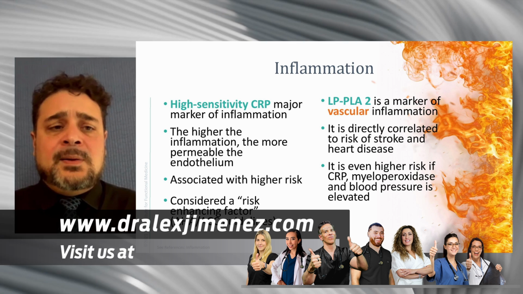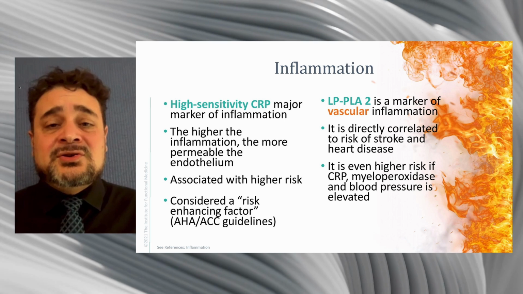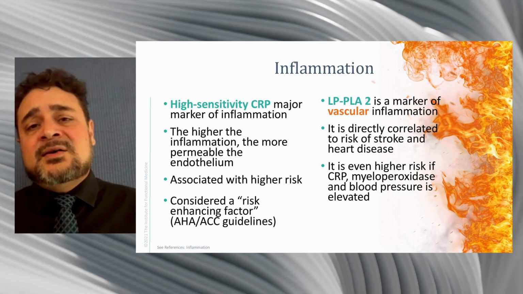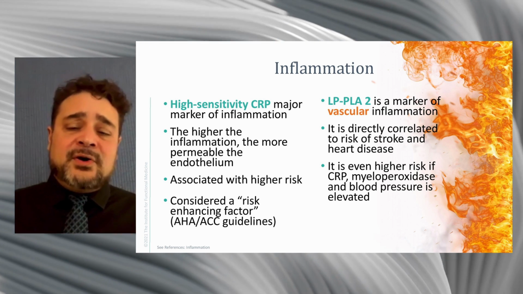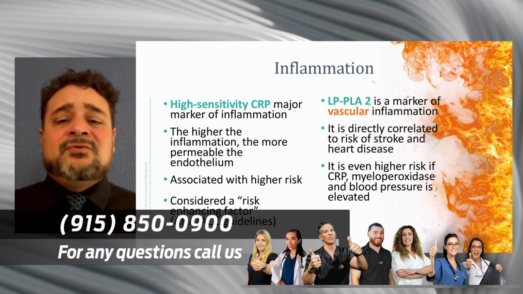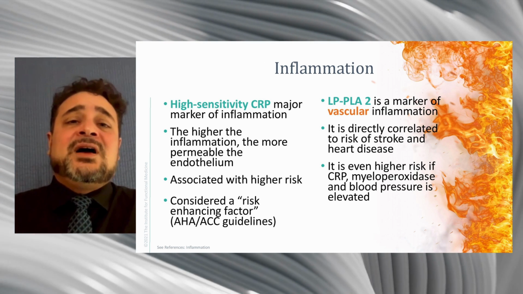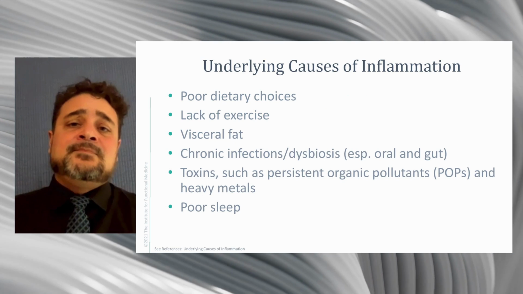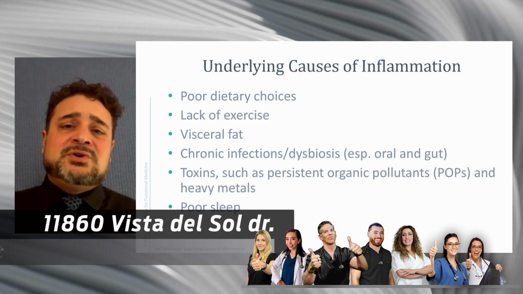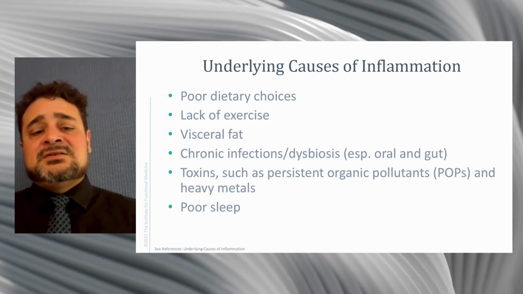So inflammation: you have high sensitivity CRP. It's considered a risk enhancing factor due to the new guidelines. And then you have LP-PLA2, which is a more vascular inflammation marker. If you have one or the other high, that's telling you that there's something going on inflammation-wise. If they're both up, then they have a much higher chance of having strokes and heart attacks and whatnot. So when they have high inflammation, you're always going to want to look at underlying causes: poor dietary choices, lack of exercise, visceral fat, chronic infections, toxins, poor sleep.